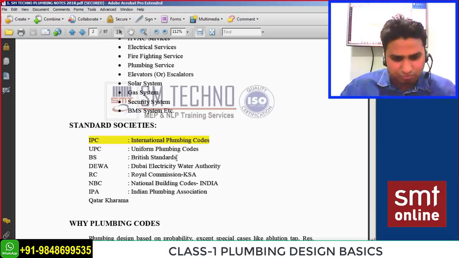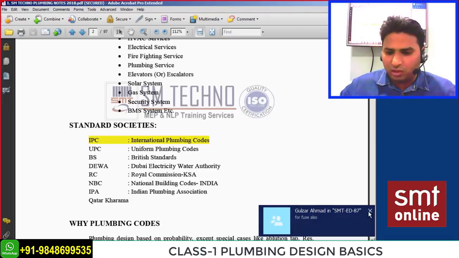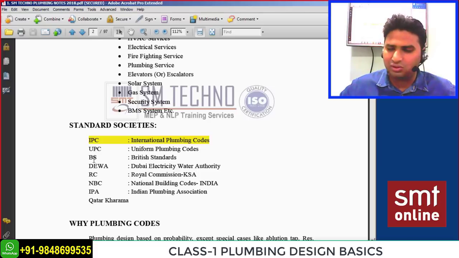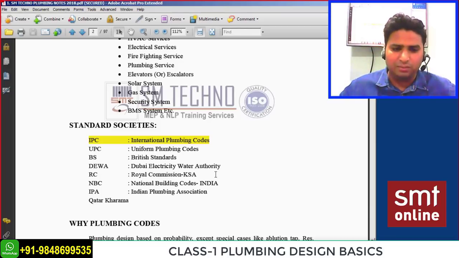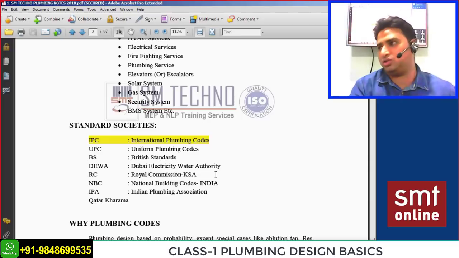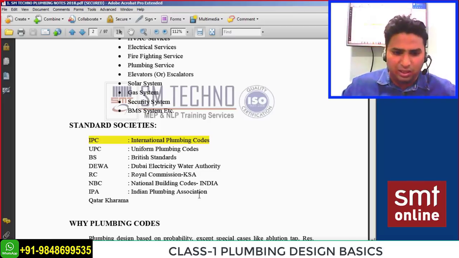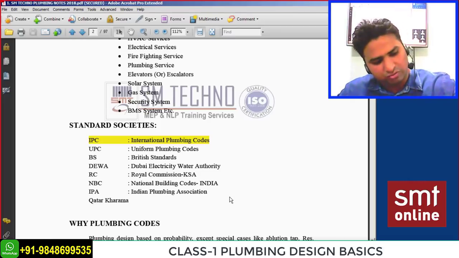Next is British Standards. Obviously, this is the UK standard. Whenever you are dealing with a UK project, they'll be proceeding with BS, that is British Standards. Proceeding further, this is DEWA, the Dubai Electricity and Water Authority. This is again from the UAE, meaning Dubai, so they'll be following these standards there. RC is the Royal Commission, KSA. Next society is NBC, the National Building Code, which is being used for India projects. Apart from this, IPA, the Indian Plumbing Association, and Kahramaa, which is again from Qatar.